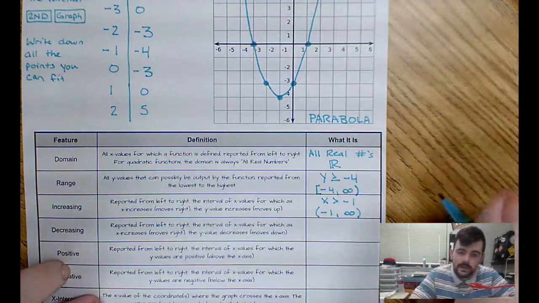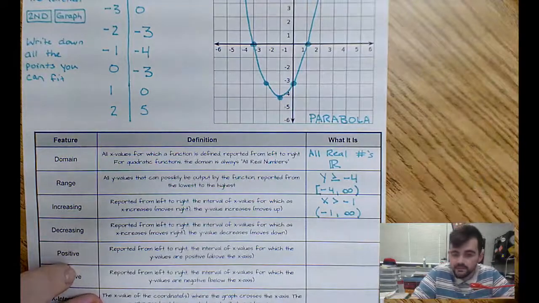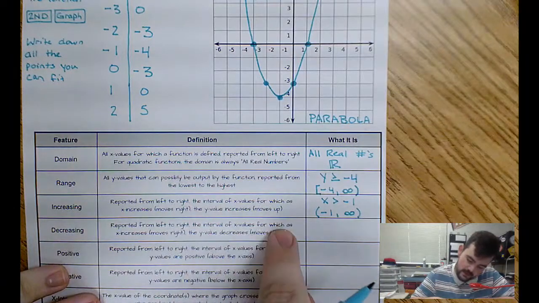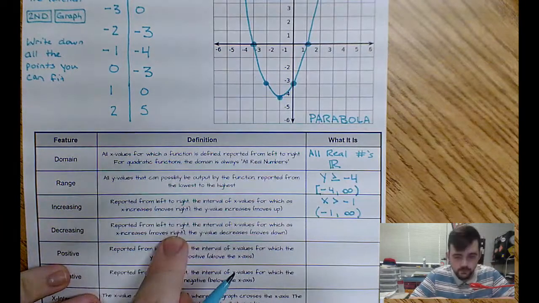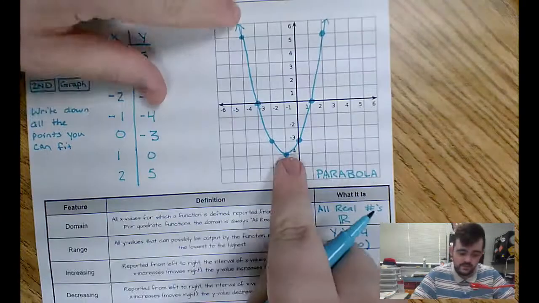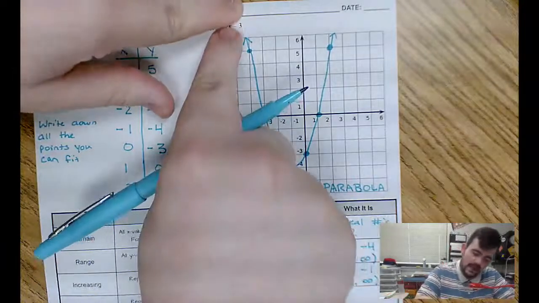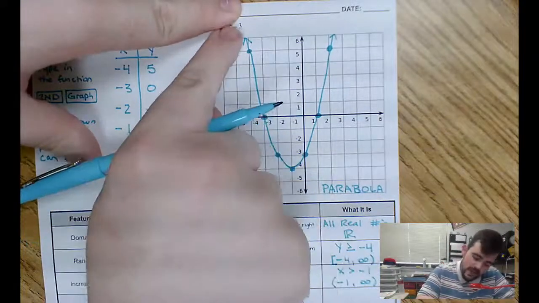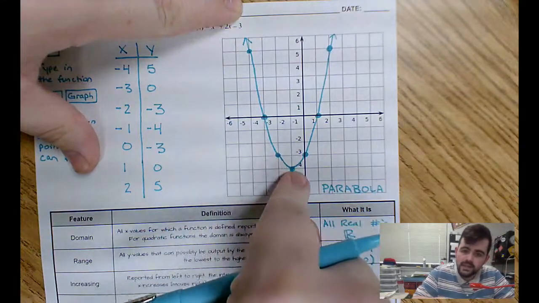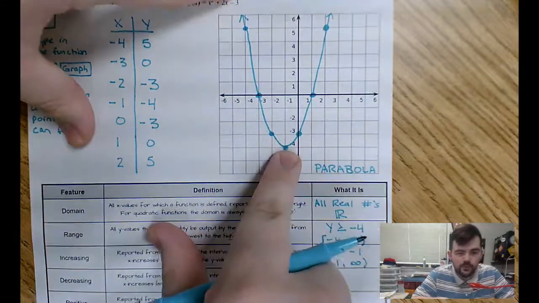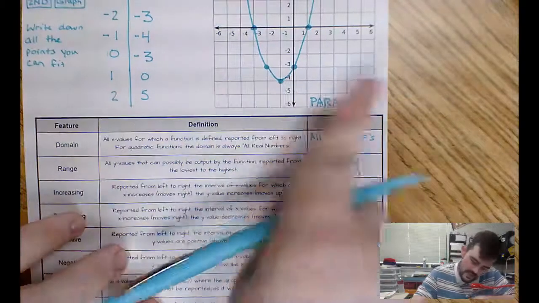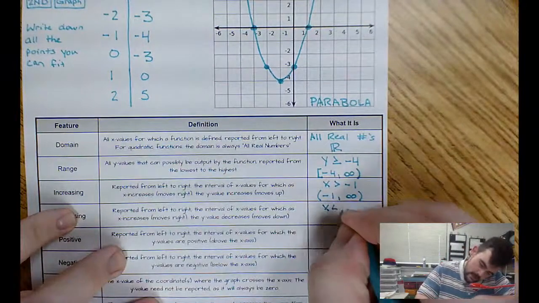Okay? Decreasing is basically all the rest of the domain. Reported from left to right, it's the interval of x values for which as x increases, meaning moves right, the y value decreases, meaning it's moving down. That's this first section of the graph. It is decreasing whenever x is -6 and -5 and -4 and -3 and -2, all the way up until it hits -1. Now this one's a little bit weirder to write, at least in interval notation. Set notation is kind of easy. x is less than -1.